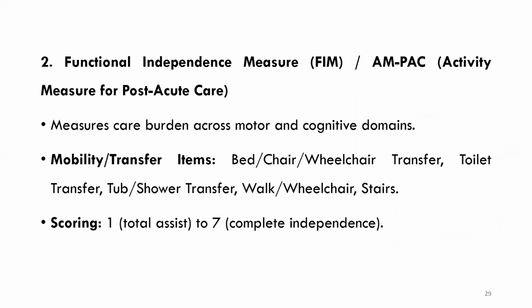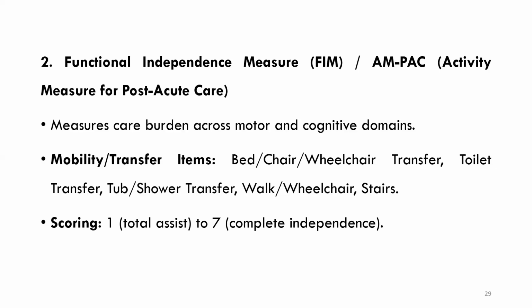We have the FIM, otherwise known as the Functional Independence Measure, or the AM-PAC, the Activity Measure for Post-Acute Care. It measures care burden in both cognitive and motor domains. So mobility transfer items that you look at when considering this are maybe from bed to chair to wheelchair transfer, or going back from wheelchair to chair and then to bed. How the individual is able to use the toilet. Let's say the toilet is a WC sitting one.